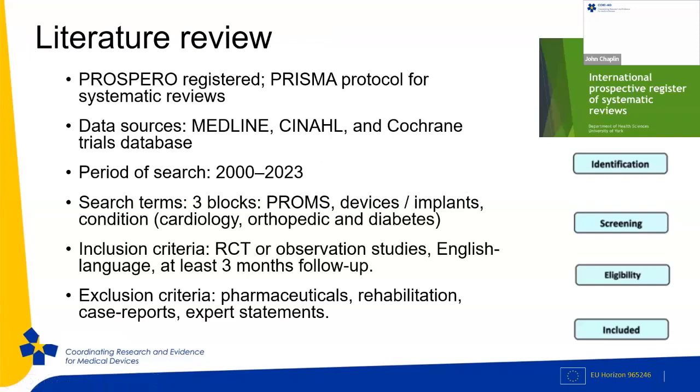So we conducted the systematic review in the standard way, submitted the proposal for the protocol to Prospero. We followed the PRISMA protocol for systematic reviews. We looked at 3 databases, sources of data: Medline, CINAHL, and Cochrane Trials database. We searched over a period between 2000 and 2023. We used 3 blocks of search terms: PROMs, then devices or implants, and then the condition, cardiovascular, orthopedic, or diabetes.